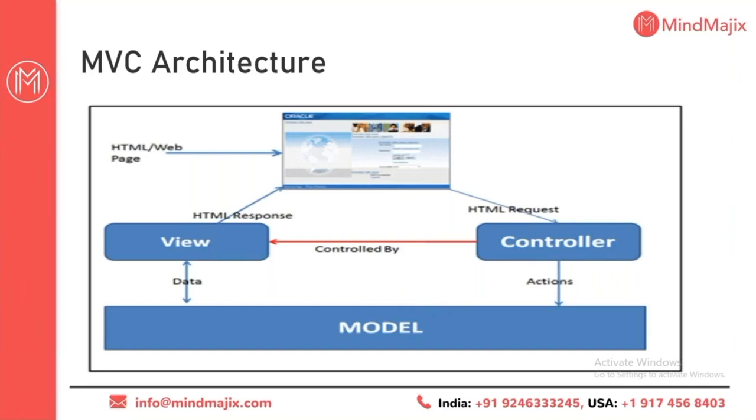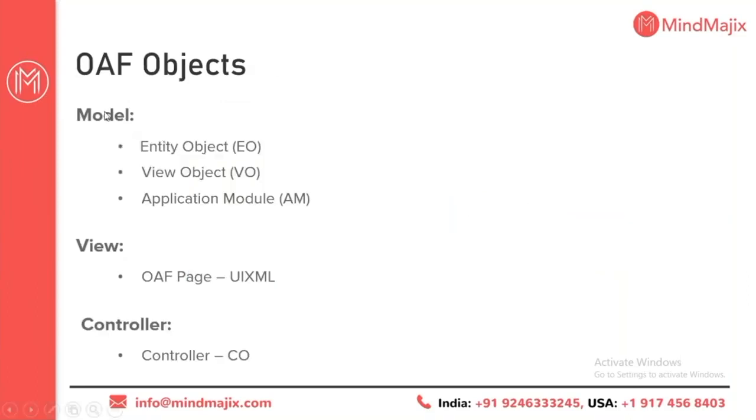So this is about the model view controller architecture, and now we'll see the individual objects of the model, controller, and view. The model consists of basically EO, VO, and AM. EO stands for entity object. Entity object is used to perform DML operations on an OAF page. So if you want to create, delete, or update a record on an OAF page, then you will create an entity object.